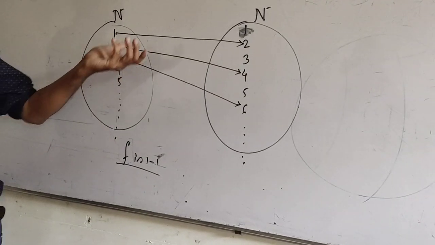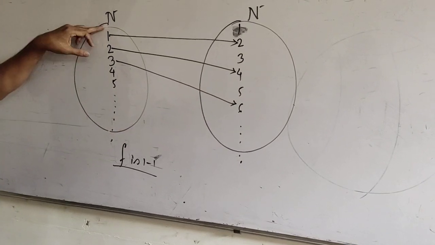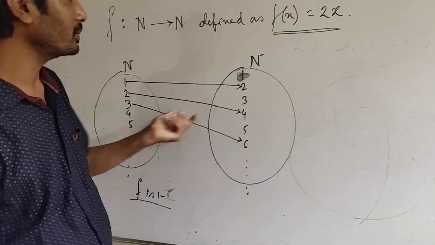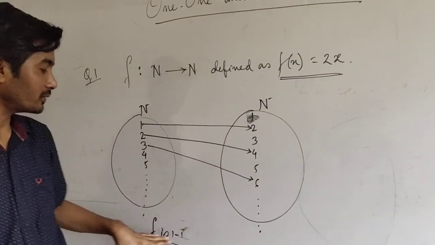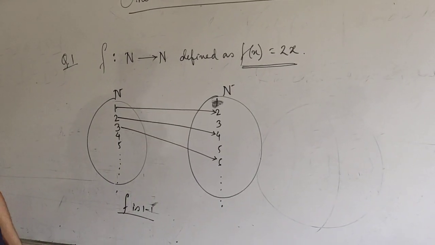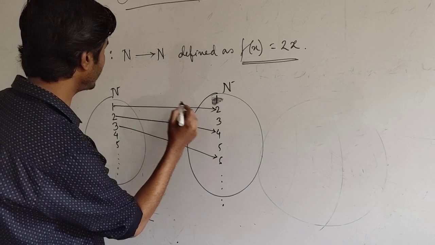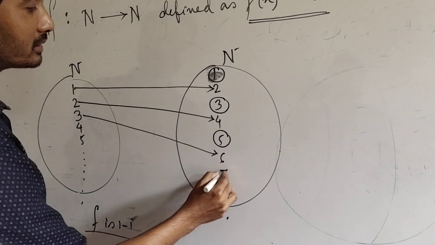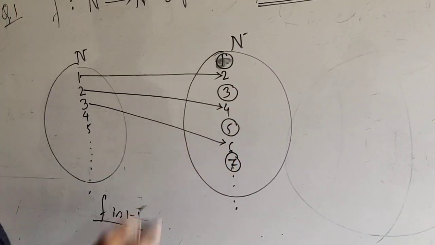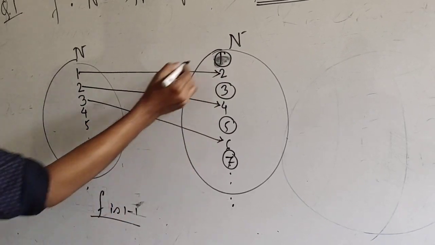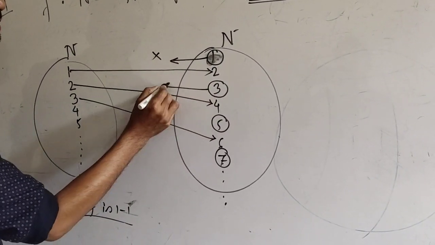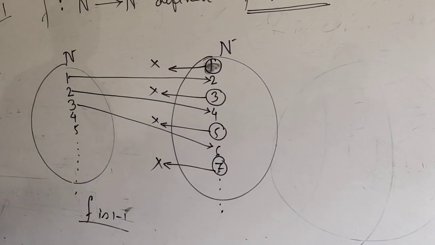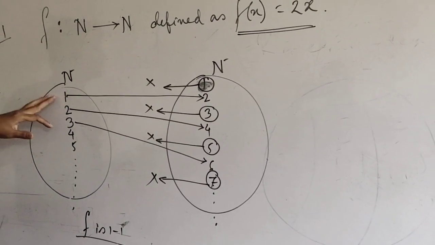I think you have understood whatever has been explained here. In the domain, we have seen that distinct elements have distinct images in the codomain. So this function is one-one. Then for the onto part, we have seen that 1, 3, 5, 7, etc., all these odd numbers in the codomain do not have pre-images in our domain.